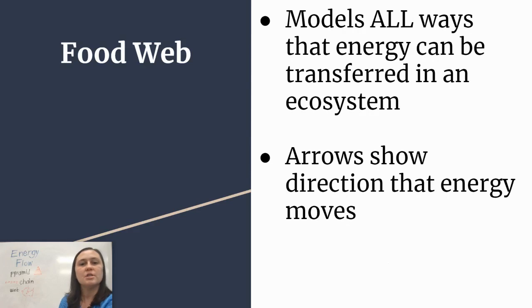So it shows not just multiple. I'll take multiple. If you tell me that a food web shows multiple ways that energy can move through an ecosystem, that's good. But the best answer would be that a food web shows you every single possibility, every single way that energy could be moved in an ecosystem.